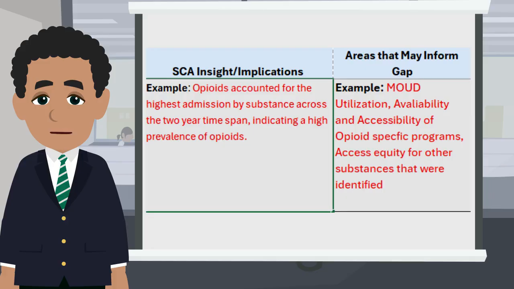Here we list possible explanations or contributing factors related to what we are seeing in the data. These are not conclusions, but rather areas worth exploring. This section answers the question, what issues might be contributing to the patterns we see? Keystone State has identified areas that may inform the gap as MOUD utilization, availability, and accessibility of opioid-specific programs.